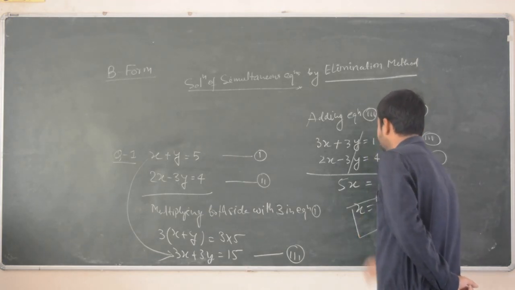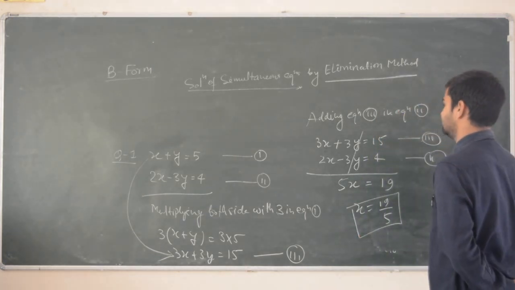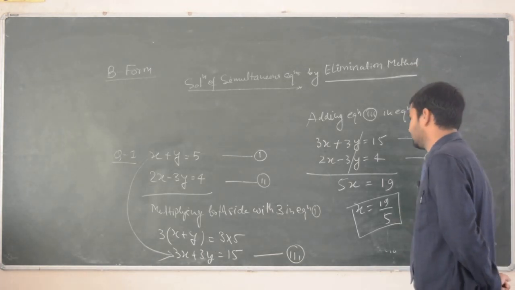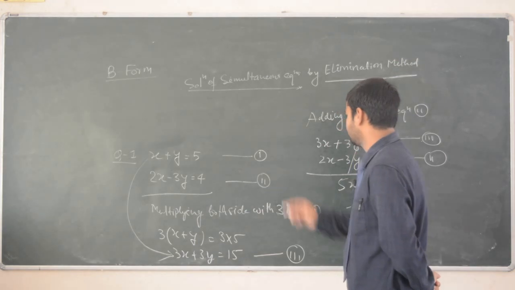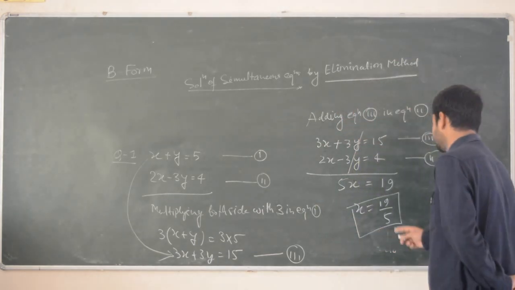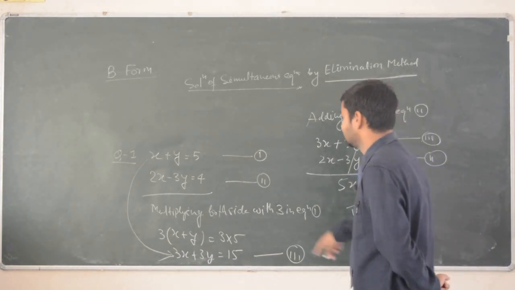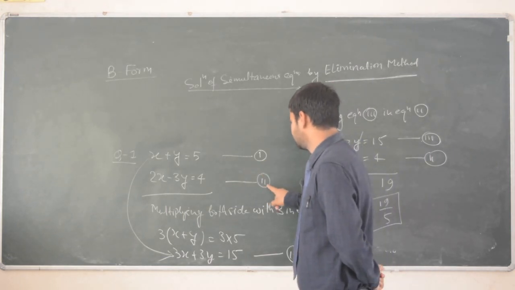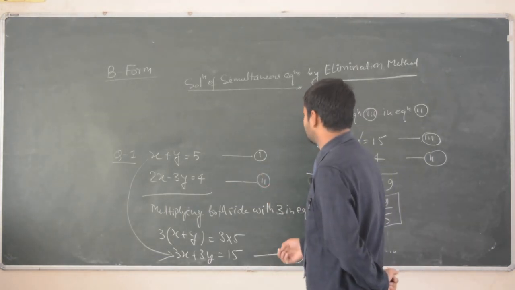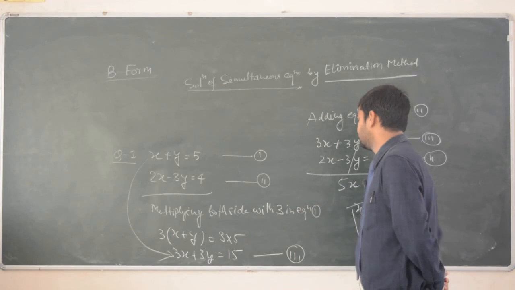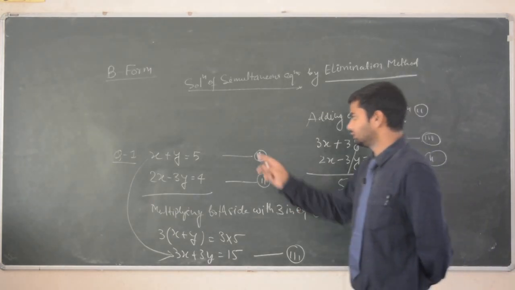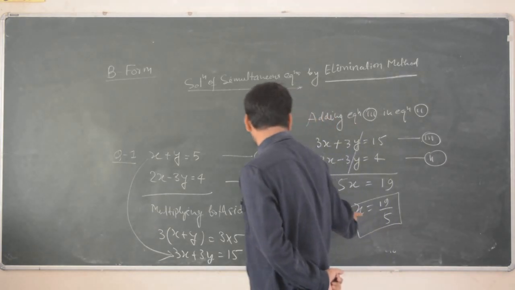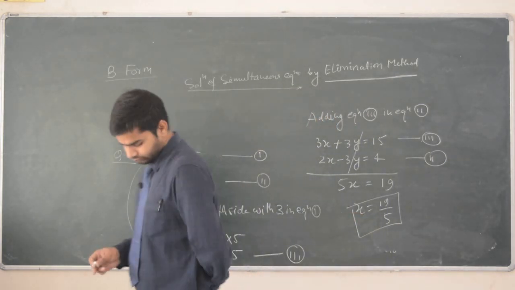So we got the value of one variable, that is x, and that value is 19/5. And we want to get the value of the second variable. To get the value of the second variable, I have to put this value either in equation 1, equation 2, or equation 3. Initially we have two equations, 1 and 2, so I have to put this value in equation 1 or 2. Equation 1 is easier, so I am going to put this value of x in equation 1.